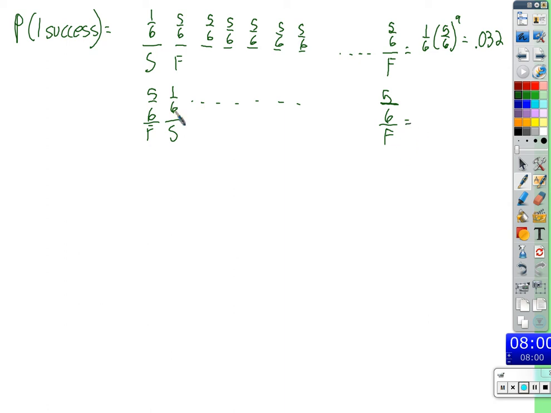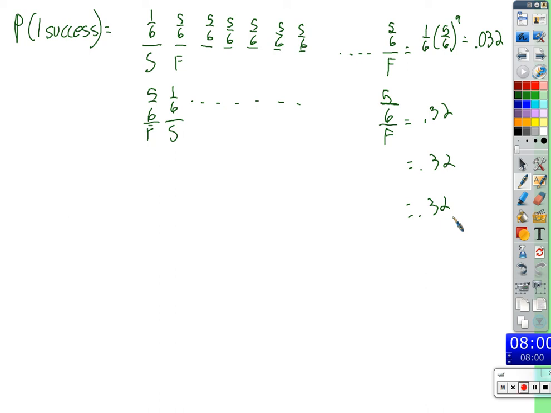What's the probability that this happens? That our second roll is our success? You multiply all those together. What do you think that would come out to be? Same thing. There's a 1/6, and there's 9 5/6. Right? So it's going to be exactly the same, whether it's the first one, or the second one, or the third, fourth, fifth, sixth, seventh, eighth, ninth, or tenth one. All of those have the same probability. Right? This is 0.032. What if it comes in third? Well, that's also 0.032. What if it comes in fourth? That's also 0.032.